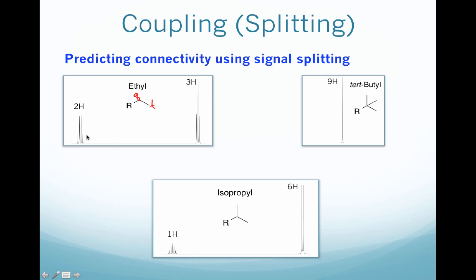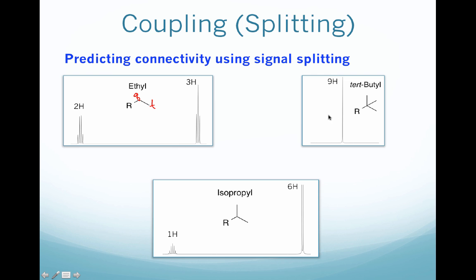So if you see a quartet and a triplet coupled together, that indicates the presence of an ethyl group in your molecule. Also pay attention to the fact that in order for the two signals in the NMR to be coupled, the line spacing needs to be the same. So the distance between the peaks in the quartet should be the same as the distance between the peaks in the triplet. If you can tell visually that there's a large difference, that immediately rules out the possibility that those peaks are coupled.